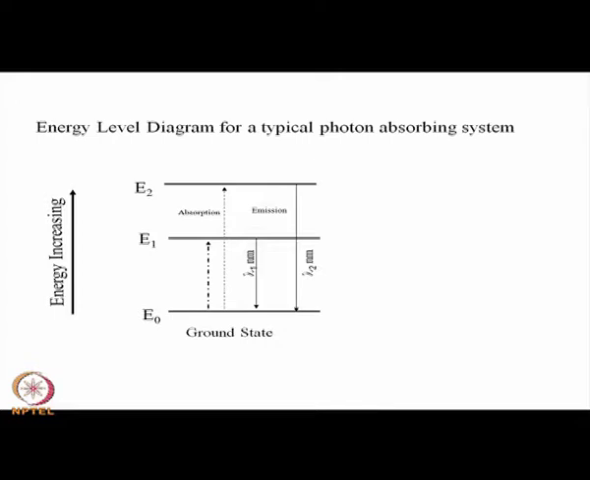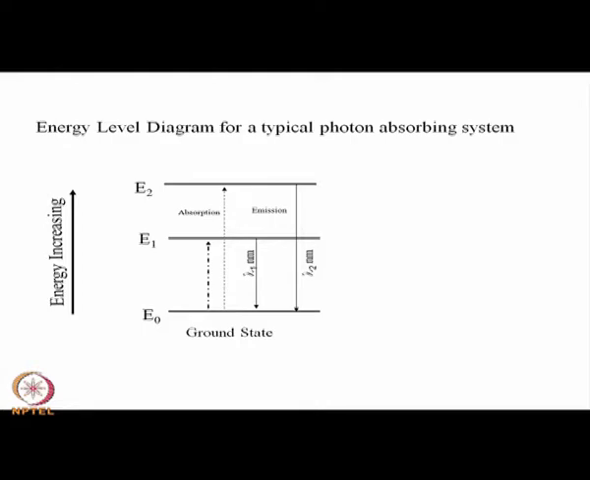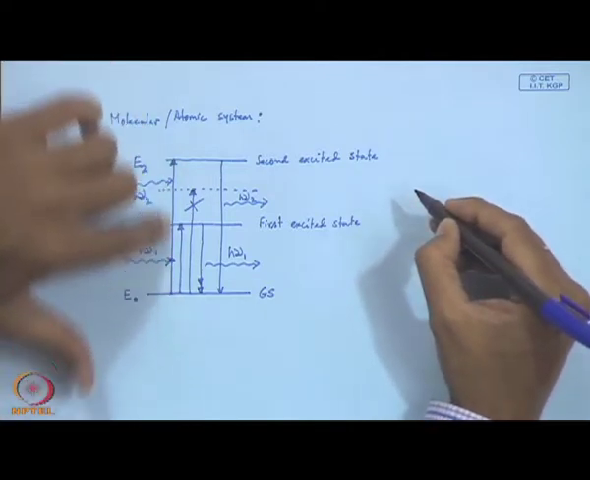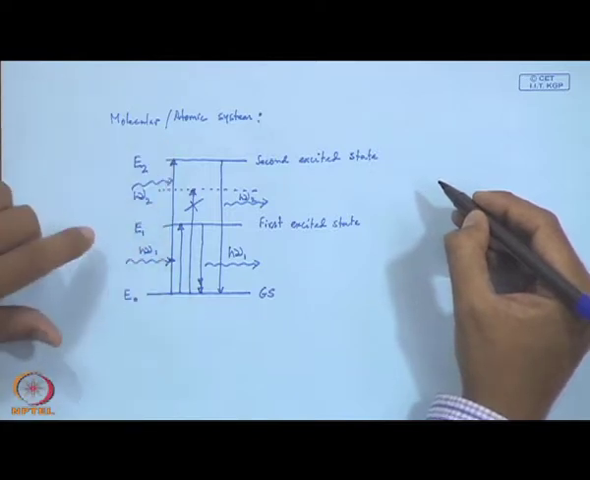So, if we think of an energy level diagram, it is a typical photon absorbing system. This is absorption, this is emission. Of course, this emission wavelength is lambda 1, and if this is an absorption, then the corresponding emission wavelength is this. Absorption is always indicated by a vertical line, and emission is also always indicated by a vertical line. These vertical lines are drawn because of a certain principle, which is called the Franck-Condon principle. So, this absorption or emission process is always depicted by vertical lines, especially when this is an electronic transition.